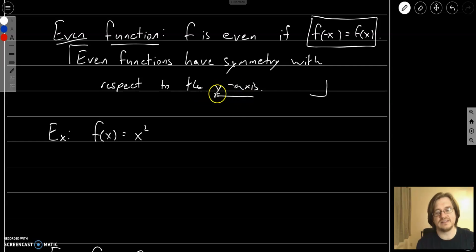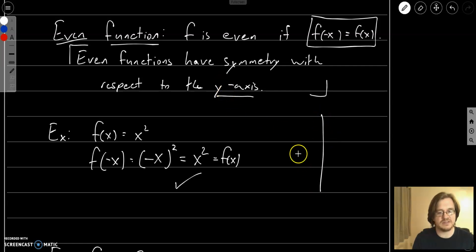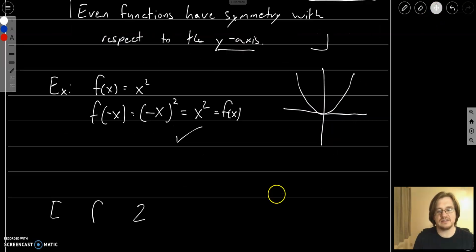So again, y-axis, we want to flip left and right, so we exchange x and negative x. So here's a function, f of x is equal to x squared. So let's try plugging in negative x into our function, and what we'll have is negative x quantity squared, and we get x squared. And we look at this and we go, oh, wait a second, this is actually the same thing as our original function. So yes, this has symmetry about the y-axis. And if we were to graph this, we would be able to see the same thing. This is a parabola. Again, you can flip it across the y-axis.